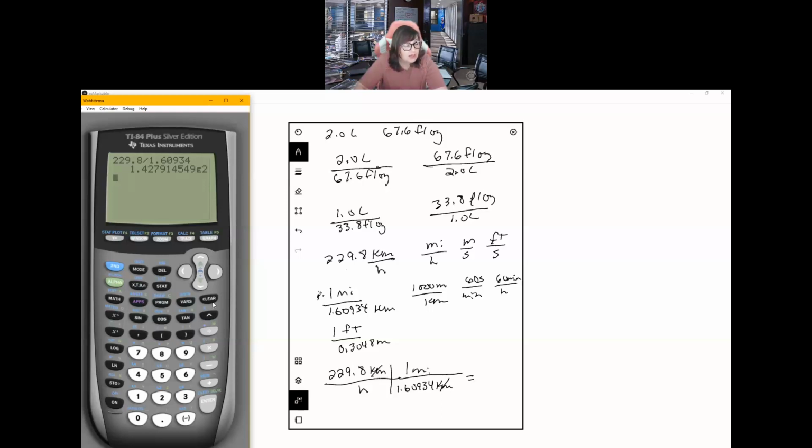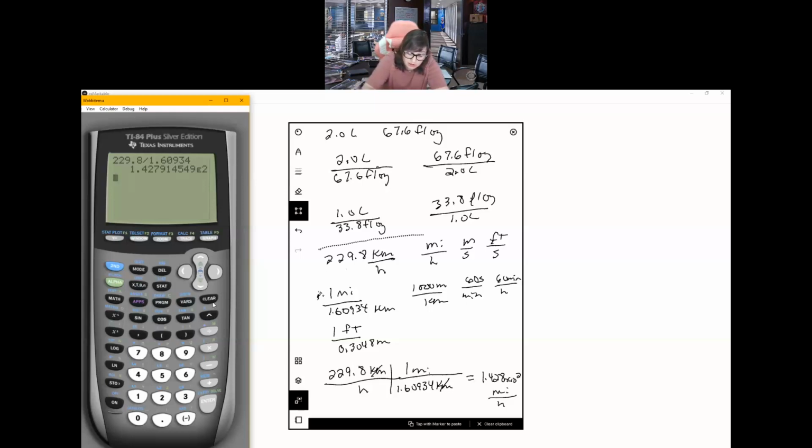1.427. Does it stay 7? No, because the number after it is 9, so it's 1.428. 1.428 times 10 to the 2. And my units are miles per hour, which doesn't fit, but there you go. Okay, awesome. Now, I need more space, which kind of sucks, but I can cheat.